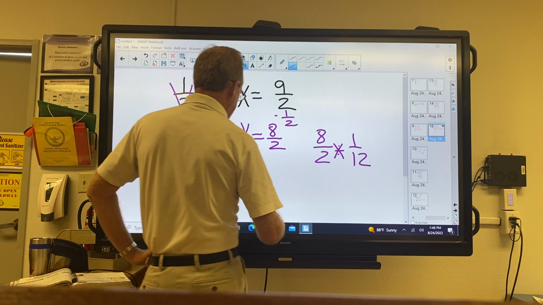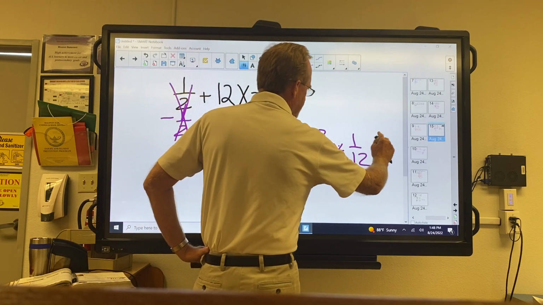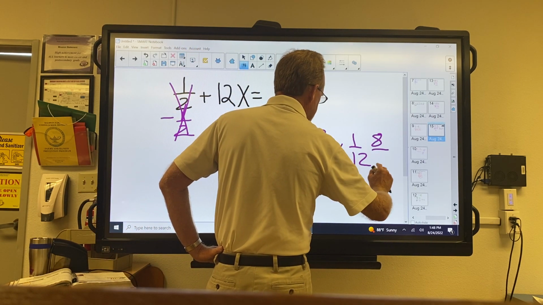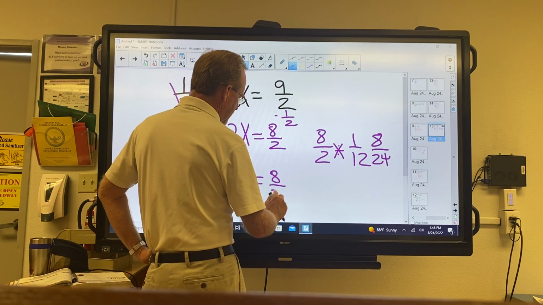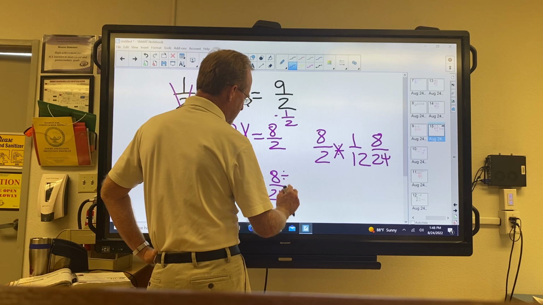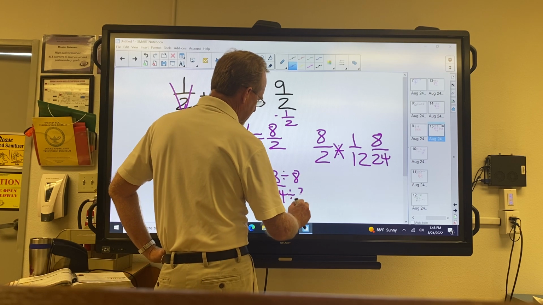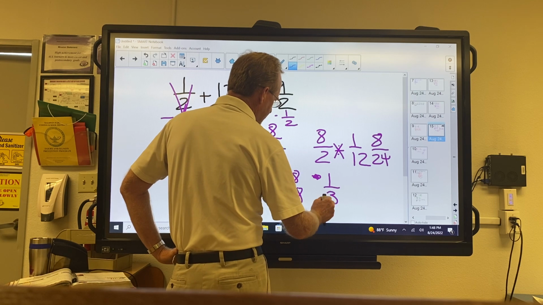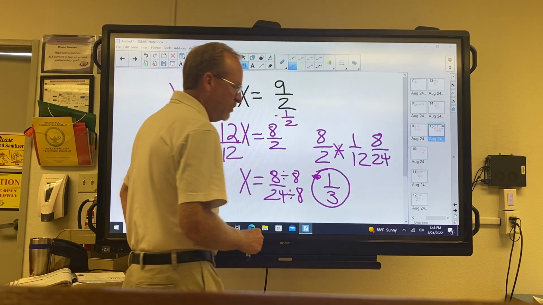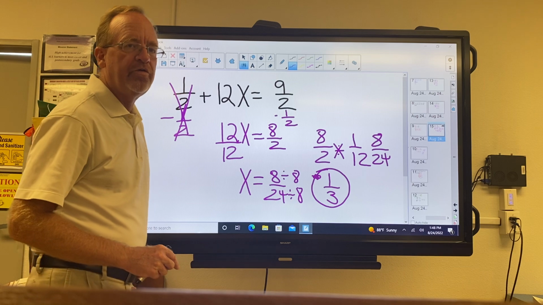So what we wind up with is 8 times 1 is 8, 2 times 12 is 24, final answer 8 over 24, or if you reduce that, it becomes 1 over 3. So, take away from this, don't fear the fractions.